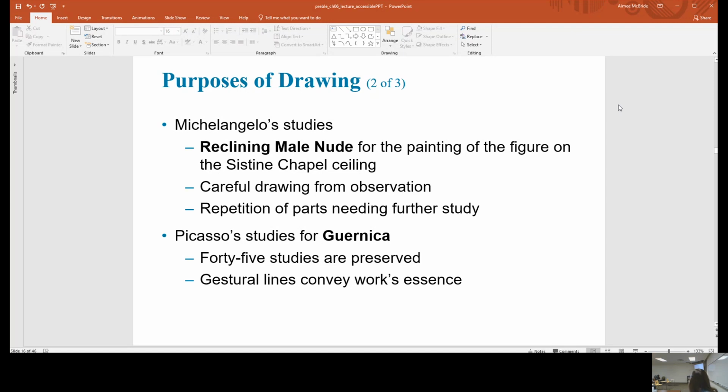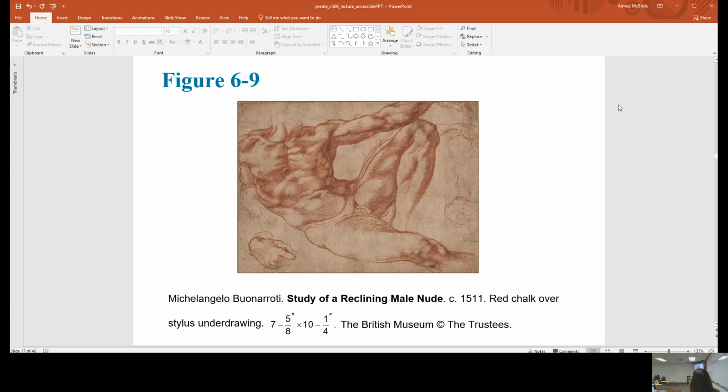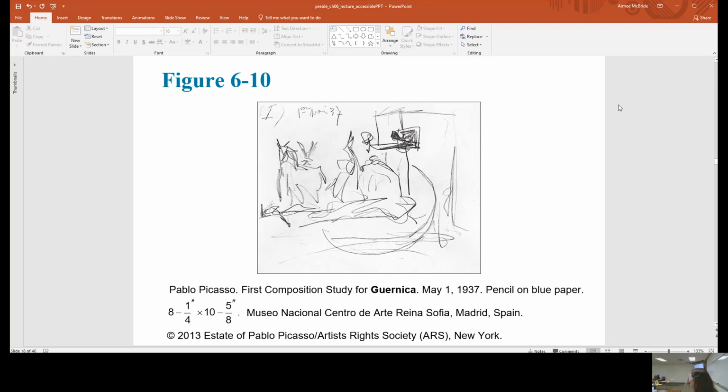But yeah. Another example of a sketch done for a larger work is Picasso's Guernica. Guernica is considered Picasso's masterpiece. It's a really, really large painting, bigger than this whiteboard. His early sketch is not detailed. It's just lines. It's a very sad sketch. It looks like a 2-year-old did it.